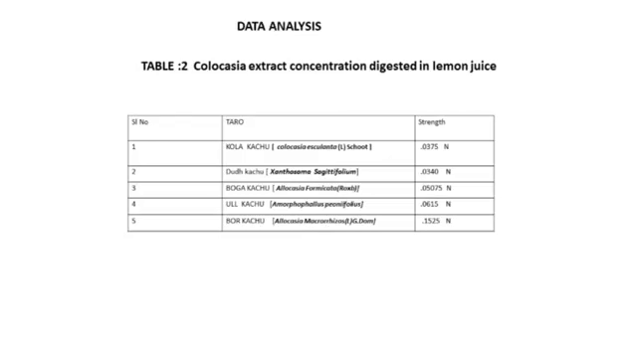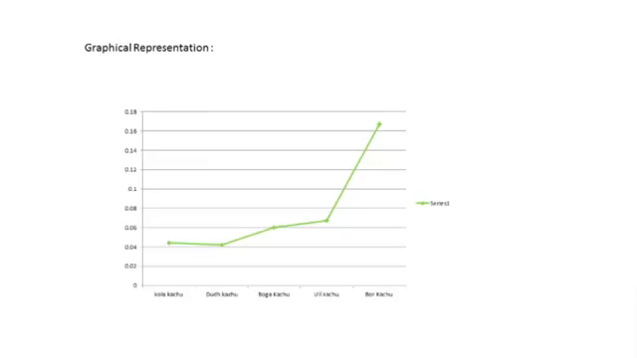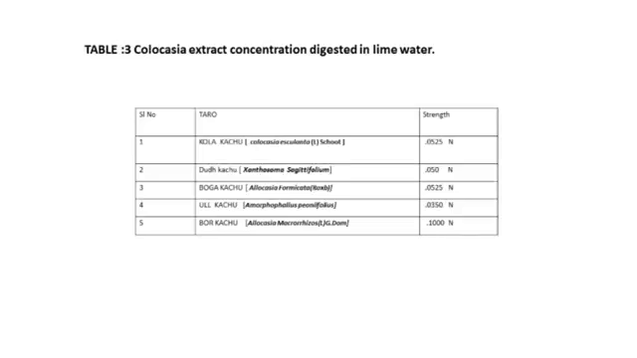So when the Colocasia was treated with lime, with lemon juice, the concentrations were like that, and the graphical representation is like this. If we compare the values, then it is reducing. But the same thing is there: the Dus Kosu contains the least amount of oxalate, while Bohr Kosu contains the maximum amount of oxalate. This is the result that we have got with the lime water.